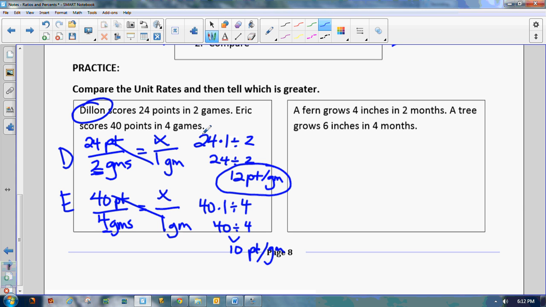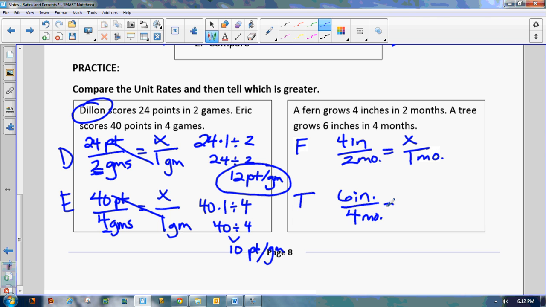In our next practice problem, we have a fern that grows 4 inches in 2 months. So here's the fern, and it grows 4 inches in 2 months. We want to know how many does it grow in 1 month. Then we have a tree that grows 6 inches in 4 months. How many inches is that in 1 month?